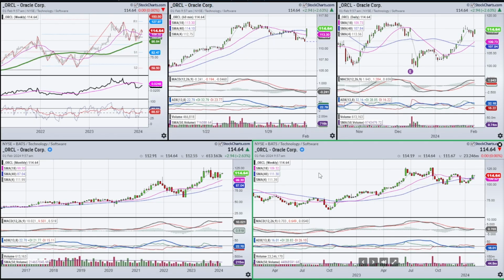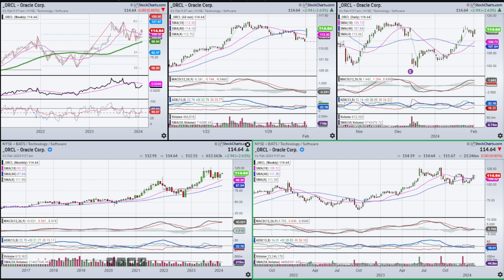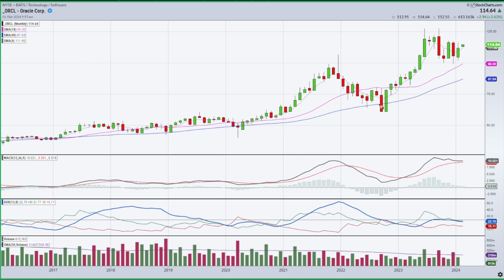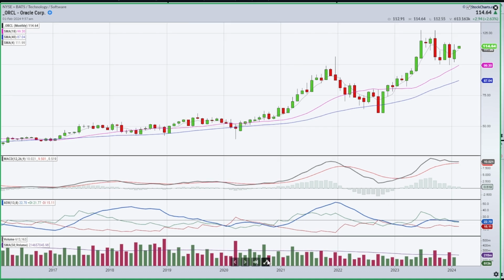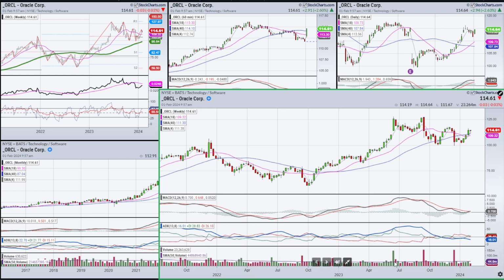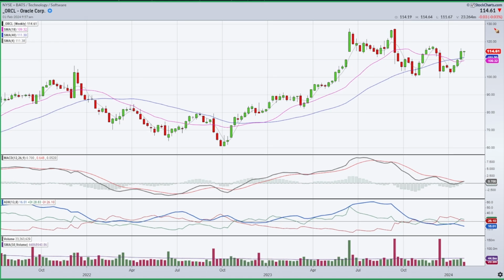Okay, let's look at Oracle. I had a question about this, and look at the way this monthly is set up. So we had nice strength to the upside. We got that separation I was just talking about, and we've gone through a corrective pattern, and the MACD line has just worked its way back down to the signal line. So far, this is actually pretty orderly in the way it's playing out on the monthly chart. And there's a massive amount of support at 100, which it came down and tested twice now, you can see on the weekly.